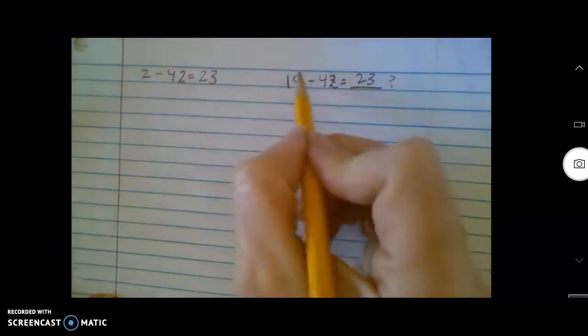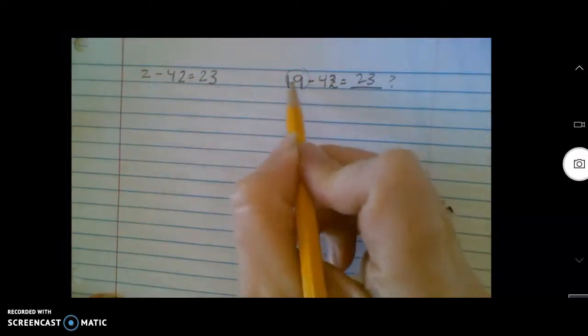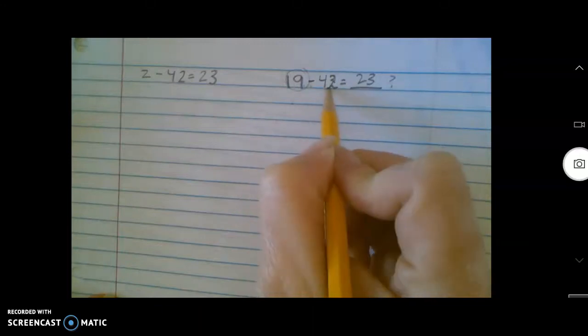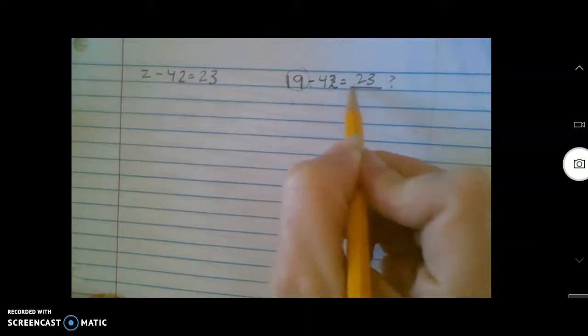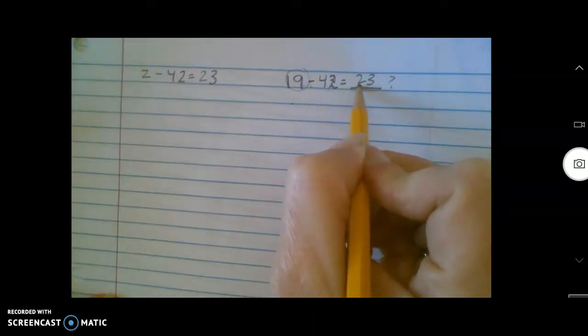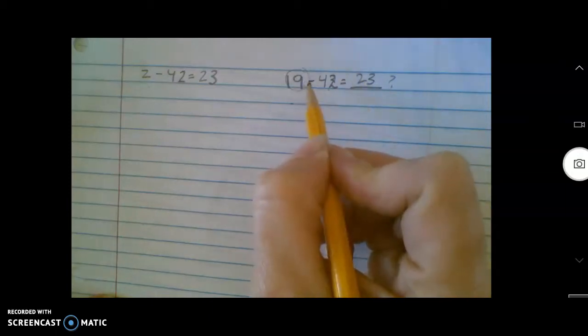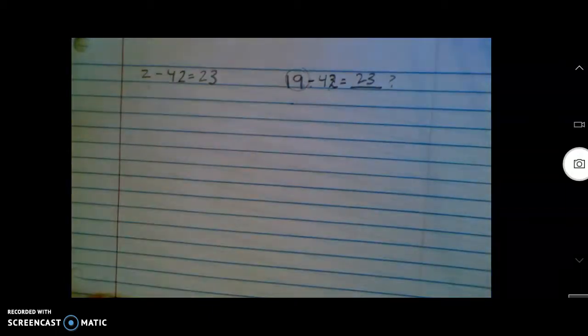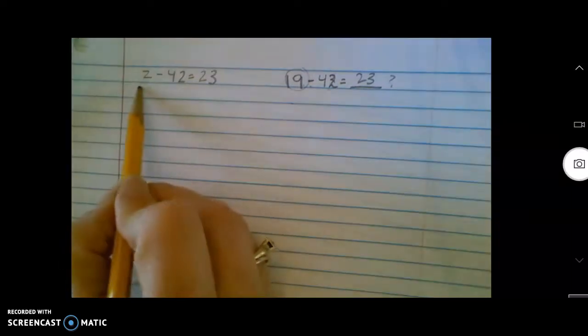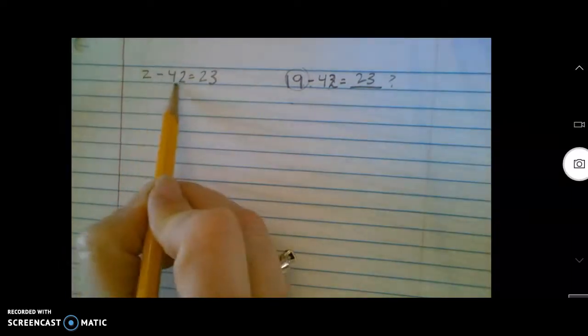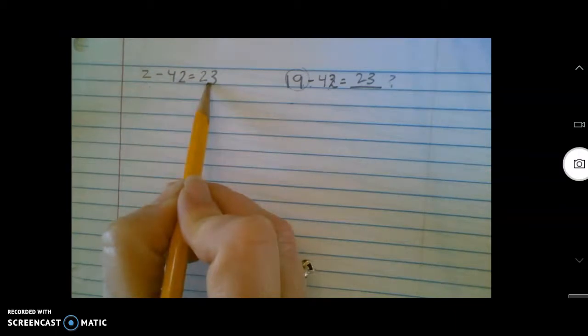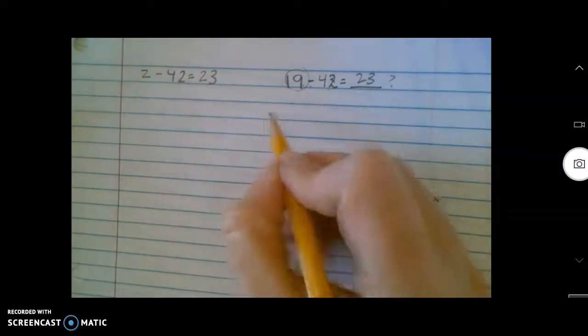No way. We're going to be in negative numbers because if we're at 19 and we go back 42 places, we are not going to be at 23. We're going to be in our negative numbers. So let's take a look back at how we solve these. So right here, if I have z minus 42 equals 23, let's draw a tape diagram.